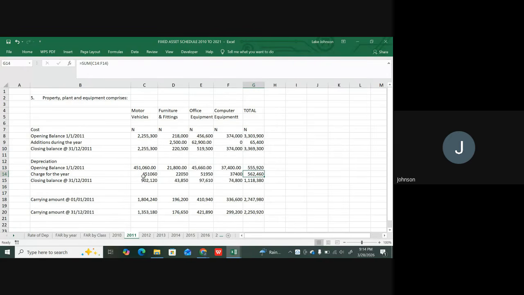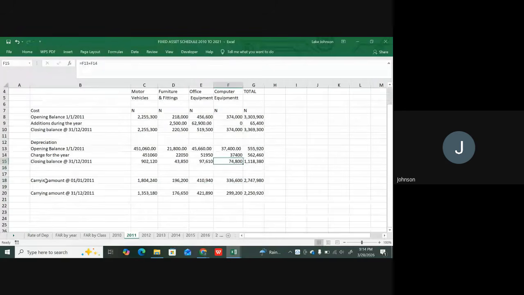Your closing balance now is going to be your opening balance plus your charge for the year. Opening balance plus charge for the year gives you this, and so on and so forth.